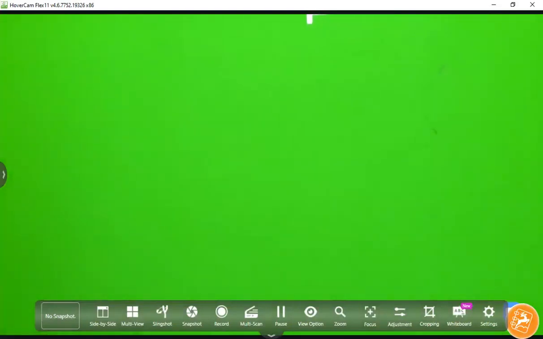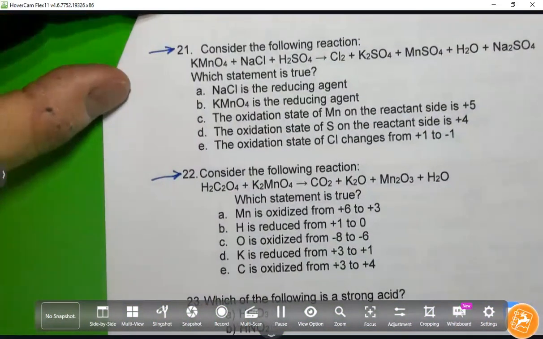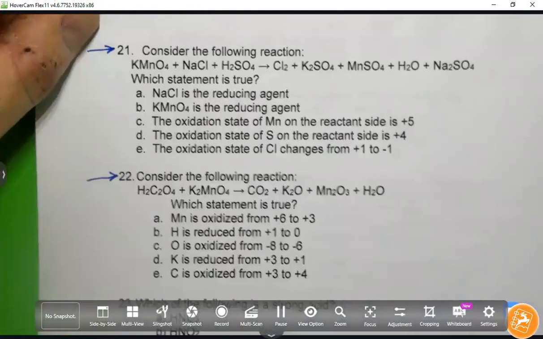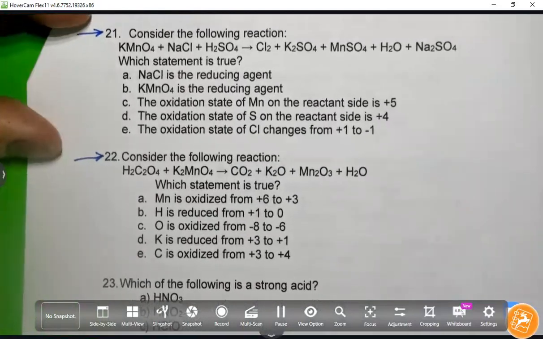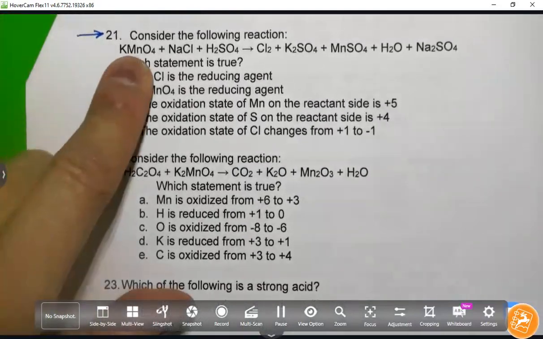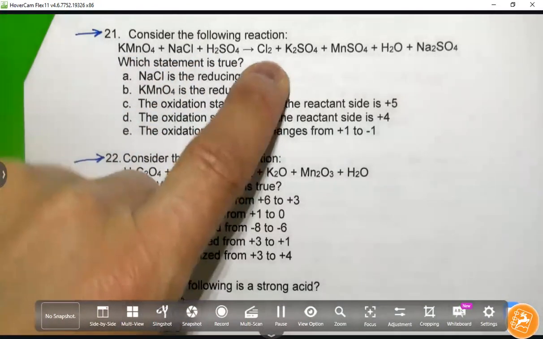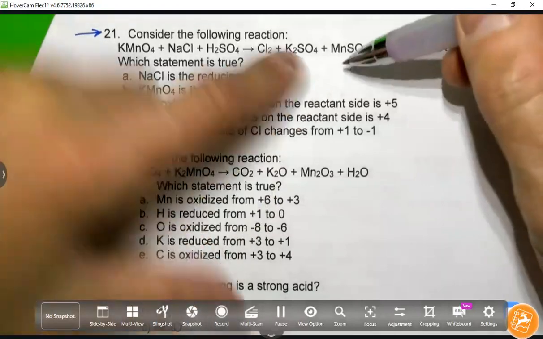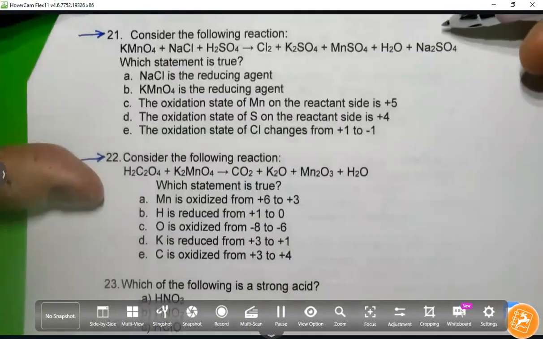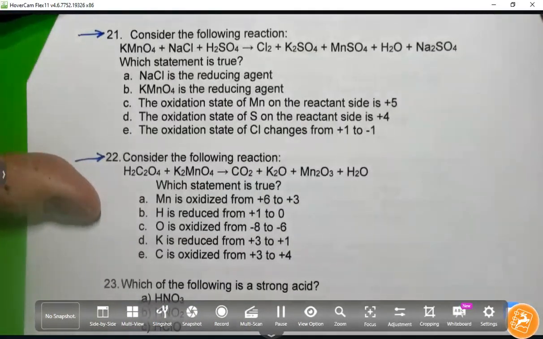21. Whoa, this looks like a pig here. What do we got here? We got potassium permanganate plus sodium chloride plus sulfuric acid. We get chlorine gas, potassium sulfate, manganese(II) sulfate, water, and sodium sulfate. Which statement is true? Wowzer. Let's figure this out.